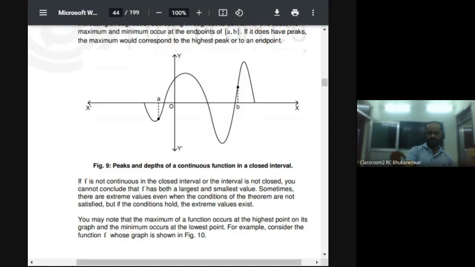Look at this graph, which shows the peaks and depths of the continuous function in a closed interval. Again, I repeat the statement in simple language: if a function is continuous and defined in a closed interval, then definitely its maximum value and minimum value, that means absolute maximum value and absolute minimum value, must lie inside the interval.